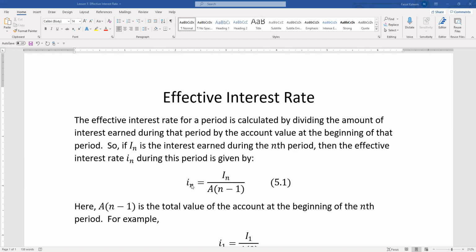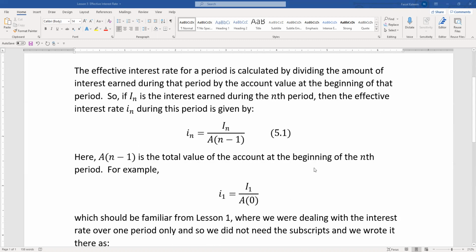And the definition of effective interest rate is that it's the ratio of the interest earned during the nth period divided by the accumulated amount at the beginning of the nth period. So big I subscript n is the interest earned during the nth period, and A(n-1) is the accumulated amount at the beginning of the nth period.